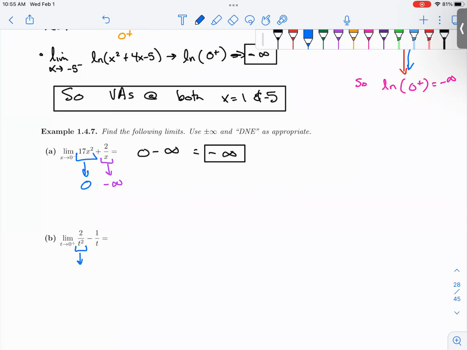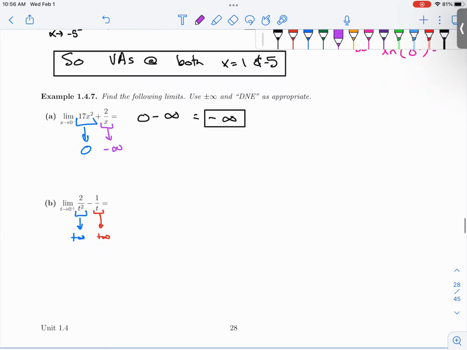Positive infinity. And 1 over t, without the minus sign, will also approach positive infinity. You can verify it for yourself: if you plug in 0.1, you get 1 over 0.1, that'll be 10. 1 over 0.01 will give you 100, and so on and so forth. So you know that it goes to positive infinity. So what we've got is infinity minus infinity.